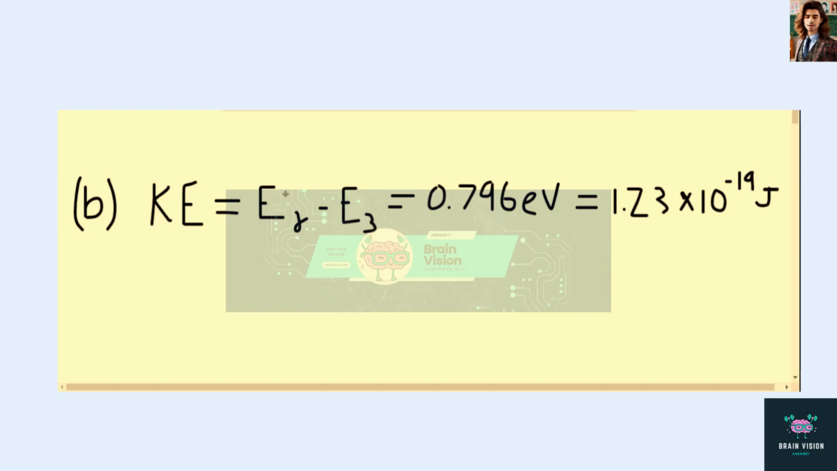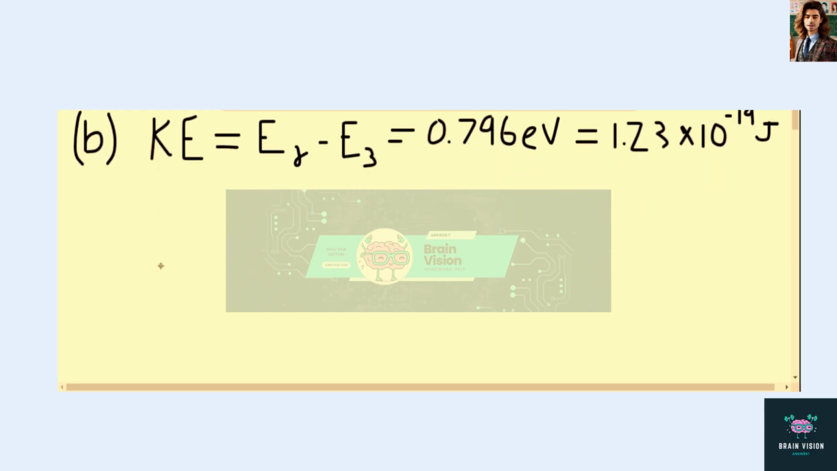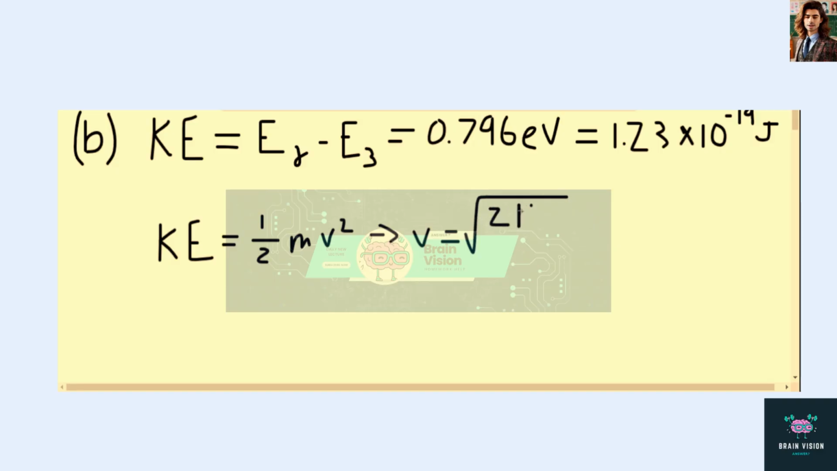Okay. So now that we have our kinetic energy in units of joules, we can use the fact that kinetic energy classically is equal to 1/2 mv squared, right? Where m here would be the mass of the electron in units of kilograms. So that's 9.1 times 10 to the minus 31 kilograms. So we rearrange this equation to solve for v, and that will be our speed of the electron that we're asked to find. So v would be equal to the square root of 2 times the kinetic energy divided by the mass of the electron.